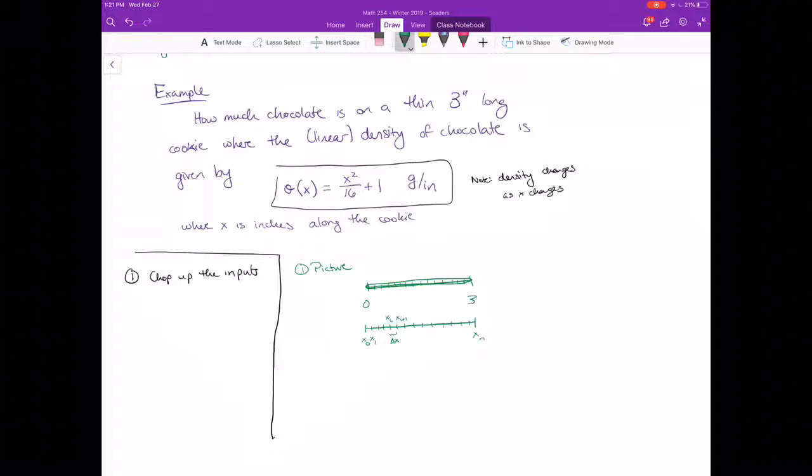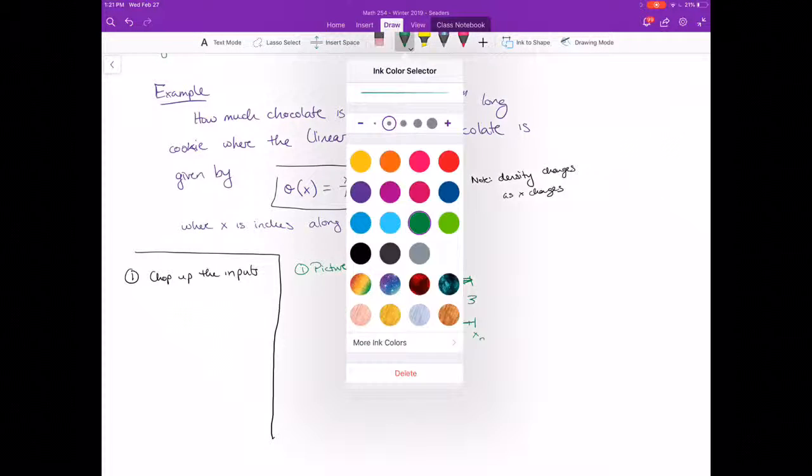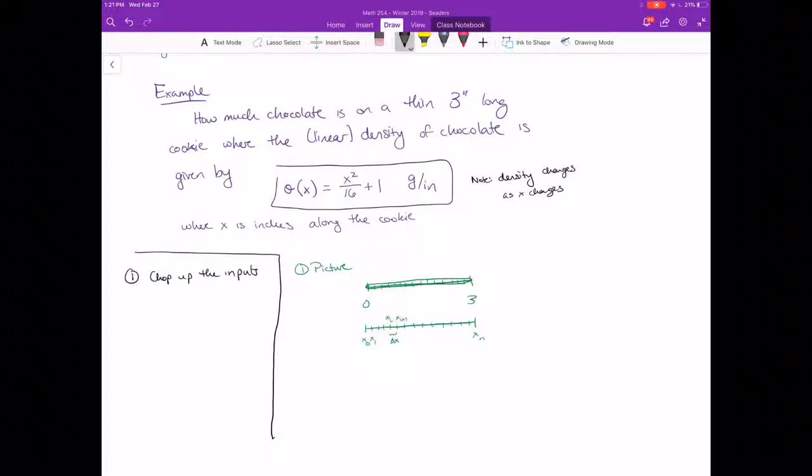And so I draw a picture and I chop up the inputs. The next thing I do is I calculate the amount, in this case of chocolate, on a small piece.